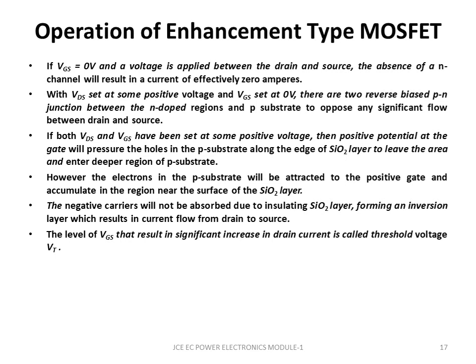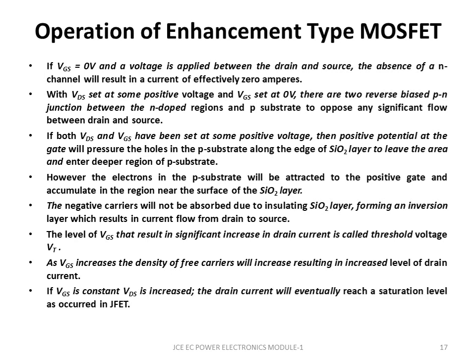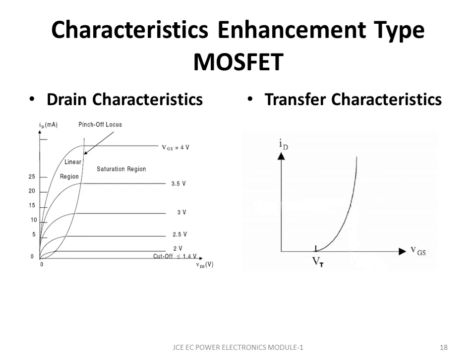The level of VGS that results in a significant increase in drain current is called the threshold voltage VT. As VGS increases, the density of free carriers will also increase, resulting in an increased level of drain current. If VGS is constant and VDS is increased, the drain current will eventually reach a saturation level as occurred in a JFET. So this is your enhancement type MOSFET, and these are the characteristics of the enhancement type MOSFET.